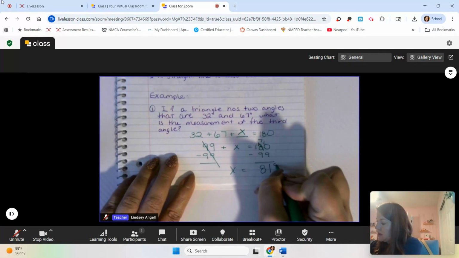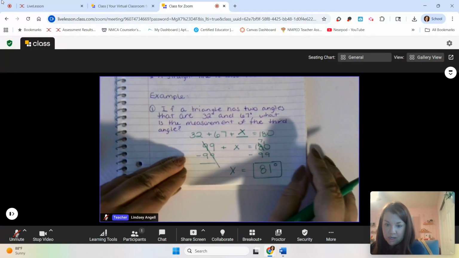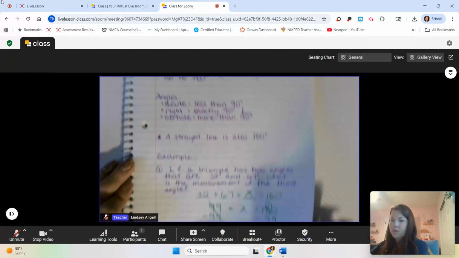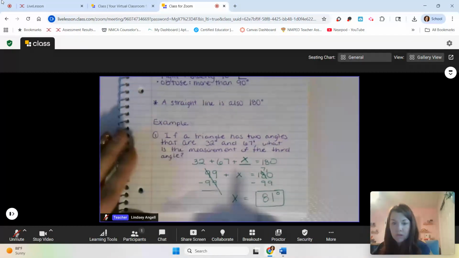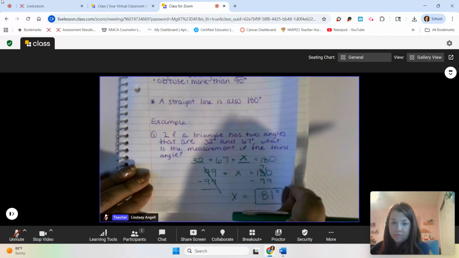So this would be our final answer, 81 degrees. That is the angle measurement of the third angle. Okay? And you can use that anytime you need to find that third angle. If you know 2 of them, you can find the third because you know how much they add up to all together. Okay?